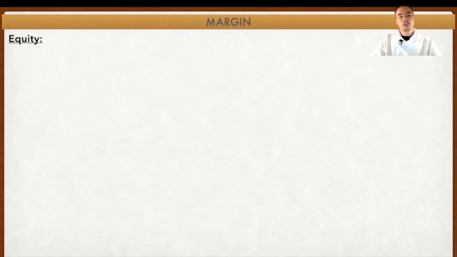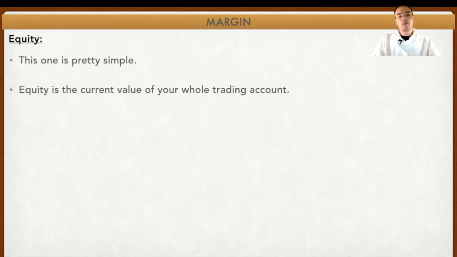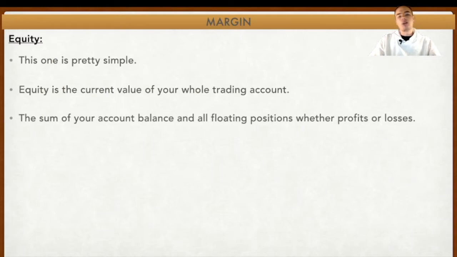Okay, equity is the easiest out of them all. It's the most simple. Equity is basically the current value of your whole trading account. Now, the sum of your account balance and all floating positions, whether it is profit or losses, that is equal to what your equity is.